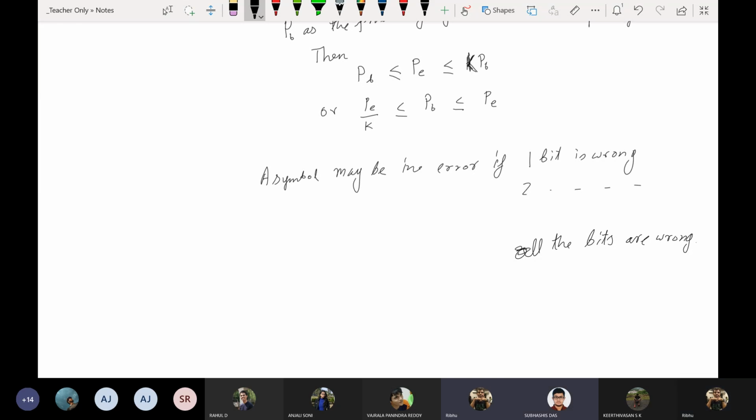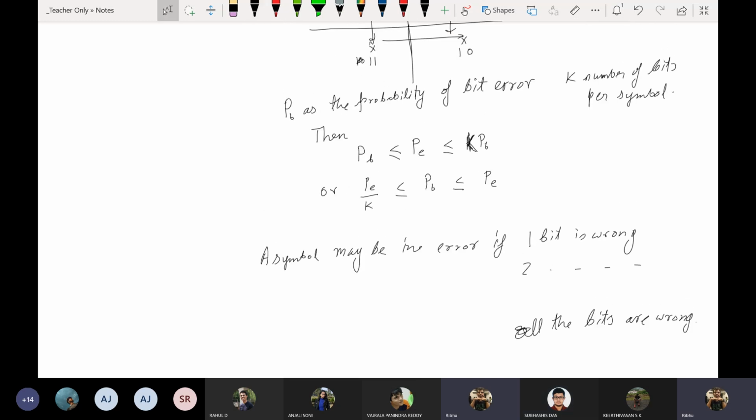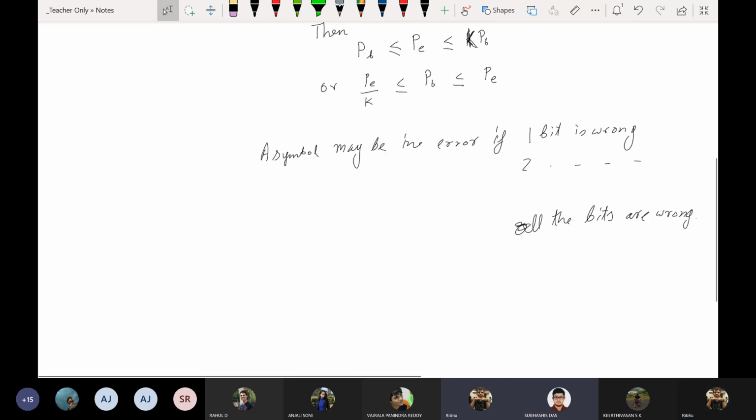Sir, you have written PB is less than or equal to P less than or equal to K into PB. P is the symbol error probability, but PB is the bit error probability. Yes. I said this PB as the probability of bit error. Okay, got it.